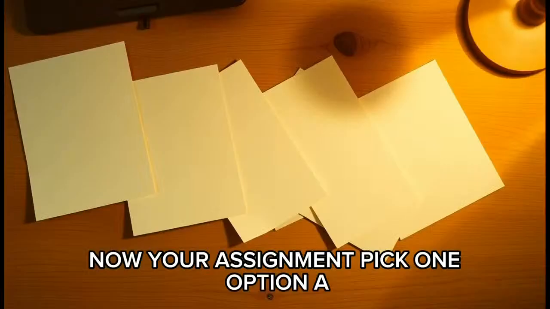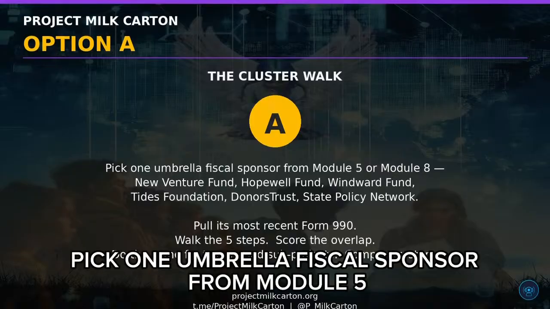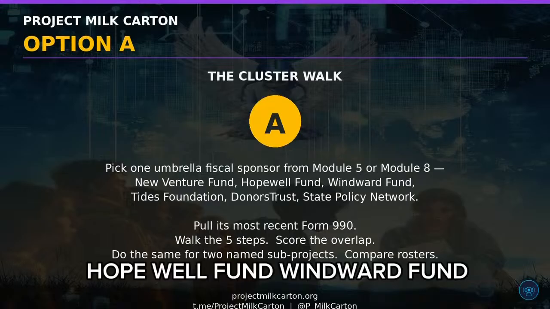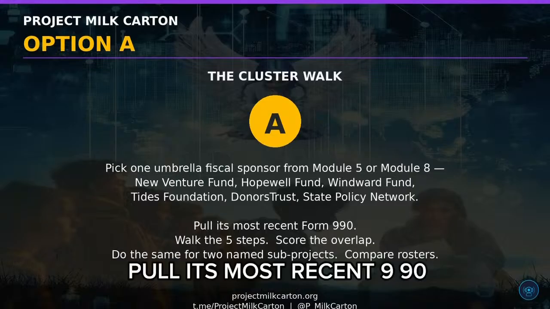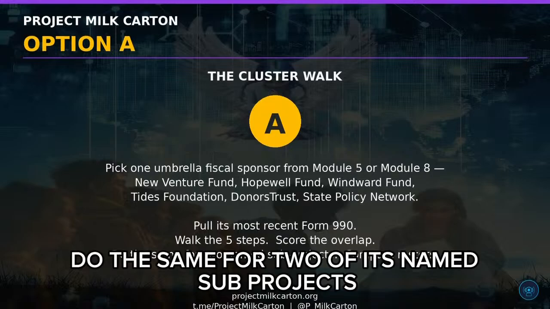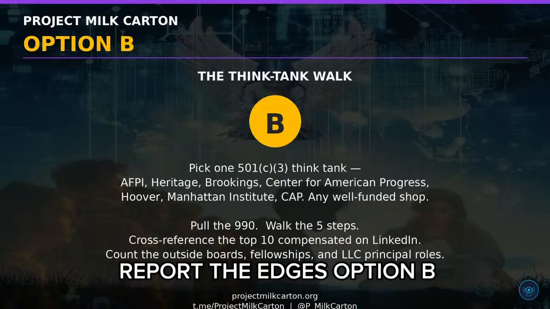Now your assignment. Pick one. Option A. The Cluster Walk. Pick one umbrella fiscal sponsor from Module 5 or Module 8: New Venture Fund, Hopewell Fund, Windward Fund, Tides, Donors Trust, State Policy Network. Pull its most recent 990. Walk the 5 steps. Score the overlap. Do the same for 2 of its named sub-projects or affiliated entities. Compare the 3 Part 7 rosters. Report the edges.